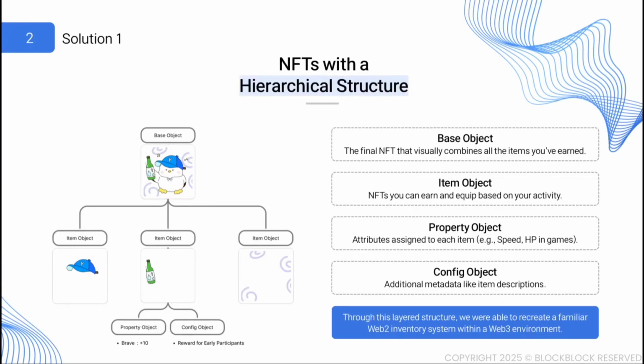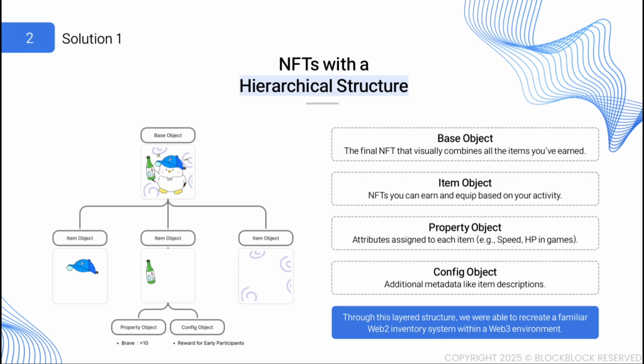Hello everyone, let me begin by briefly explaining the structure of our system before jumping into our demo. What we aim to build is a structure similar to ERC6551, where each item NFT can be combined to form a single complete NFT. The outermost base object is the actual NFT that the user owns, and within it, multiple item objects can be equipped.